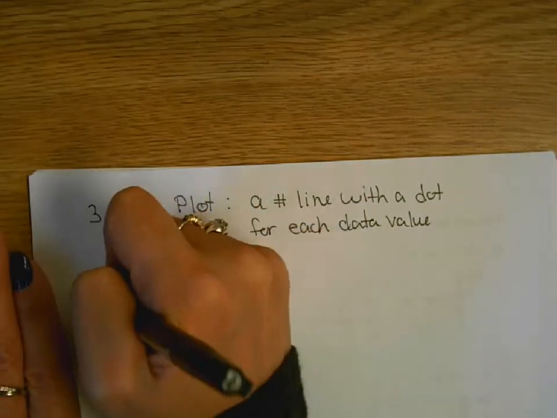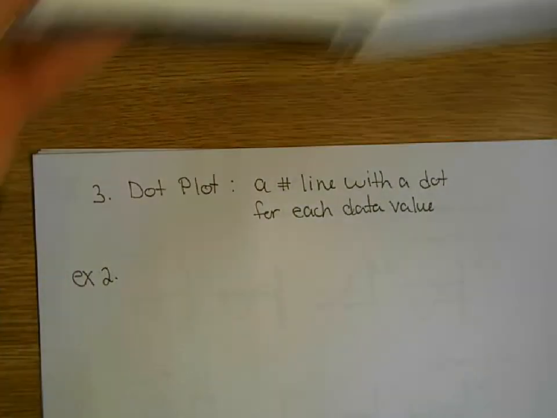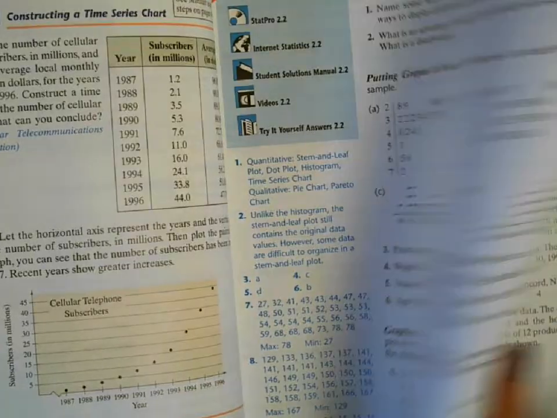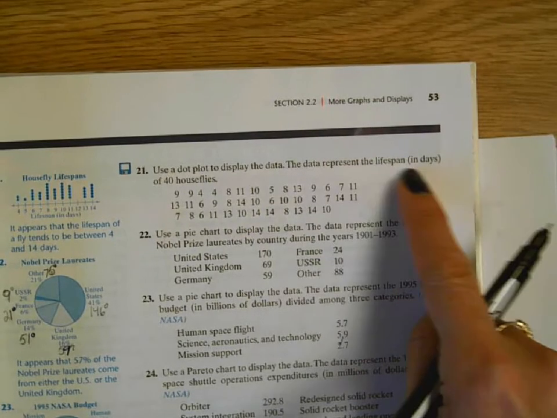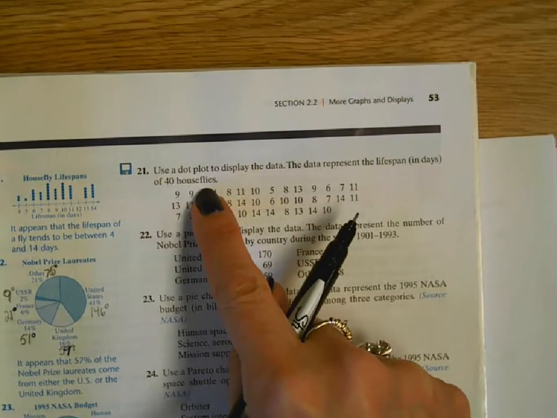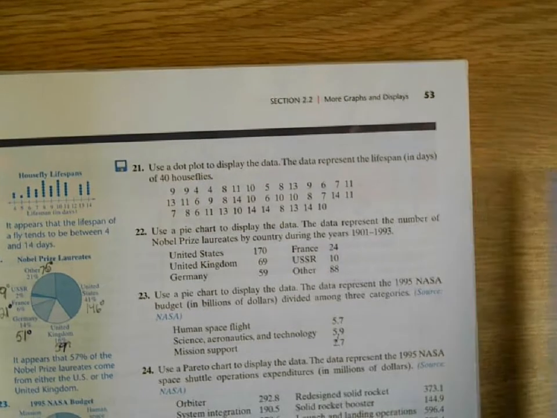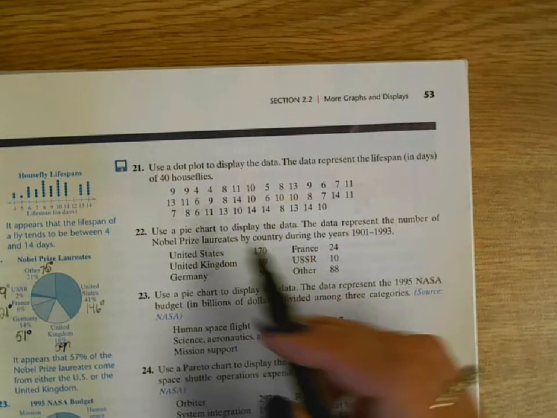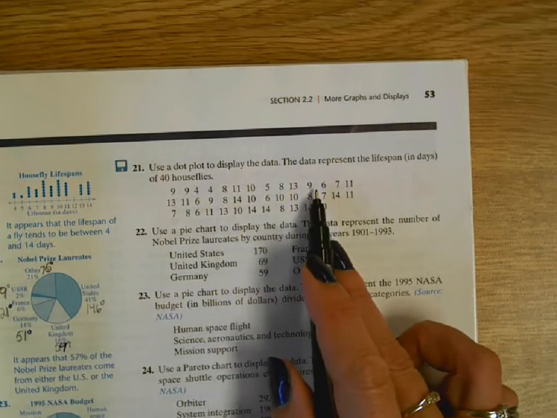So our example here, we'll take one out of the book to switch it up. We're going to go to number 21. Okay, so use a dot plot to display the data. The data represent the lifespan in days of 40 houseflies. Nice. Who's going to be in charge of that study? So, looking through there, I'm not going to take the time to put these in the calculator and put them in a list because it's going to be easy enough to do without that.